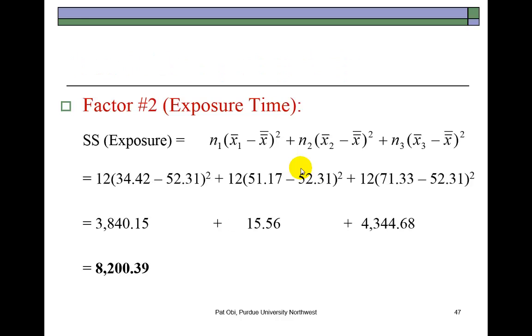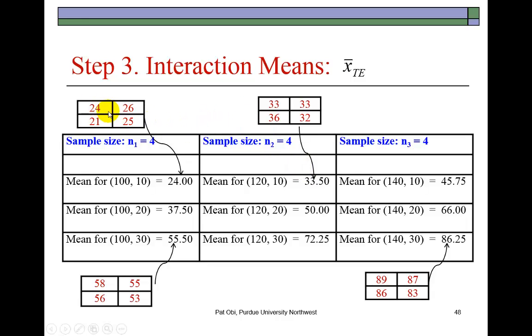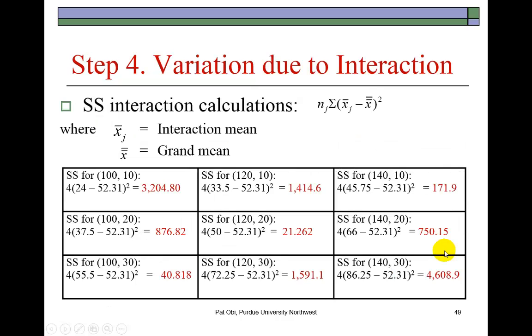140 and 20, we take the average of these, and so forth. So that's what you see right here, right? I've shown you a couple of examples here for 100 degrees Fahrenheit and 10 seconds of exposure time. This is the mean based on these observations. So when we get all these means, now we can go ahead and calculate the sum of squares interaction, which as you see here takes the traditional form.